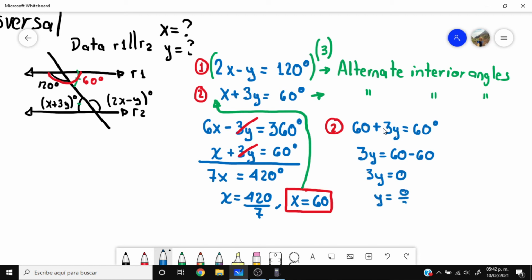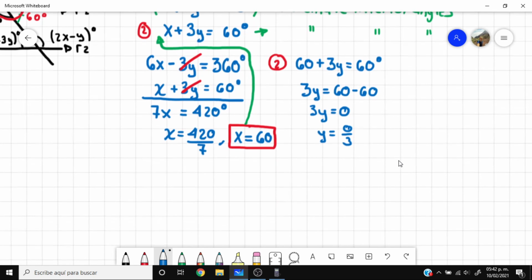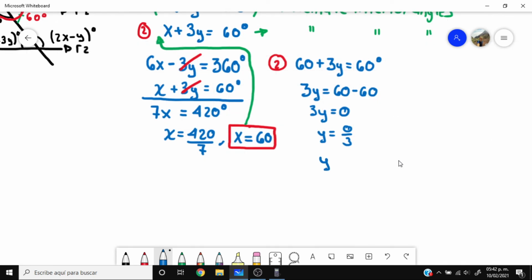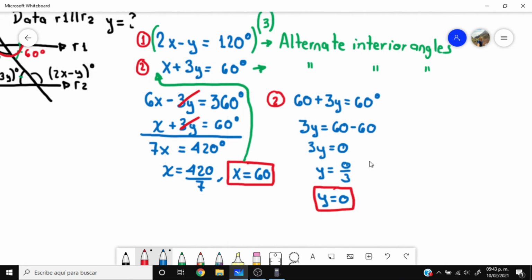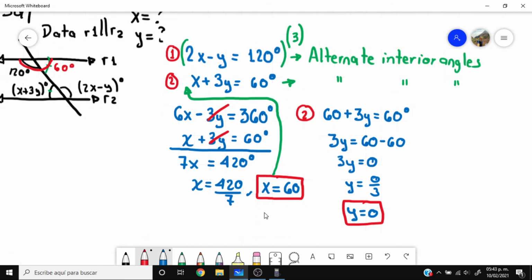So y equals 0 over 3. So you can see that 0 over 3 equals 0. Y equals 0. And that must be the answer. Now, I don't want you to get confused. X and y are variables, so that means that they can have any value. They could be positive, negative, 0, or even decimal numbers. Okay, so they can have any value.